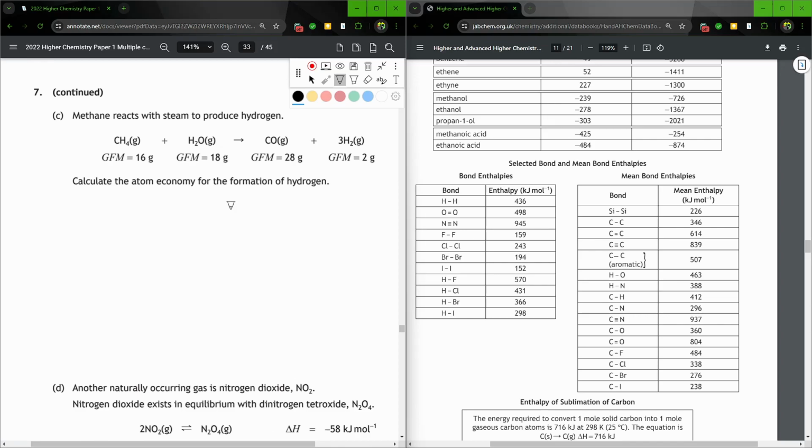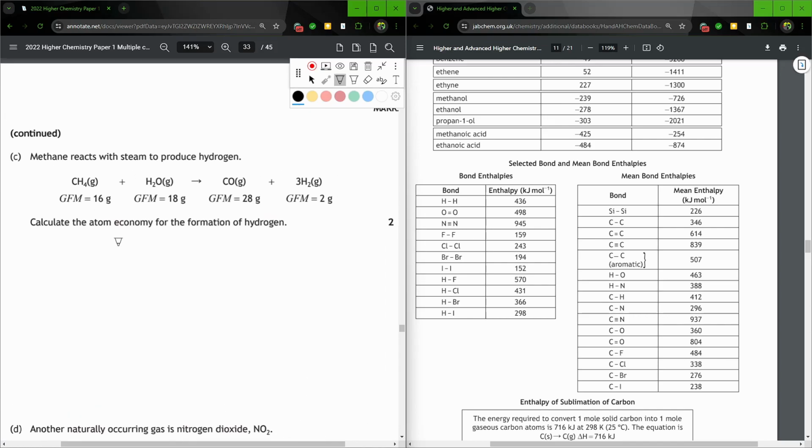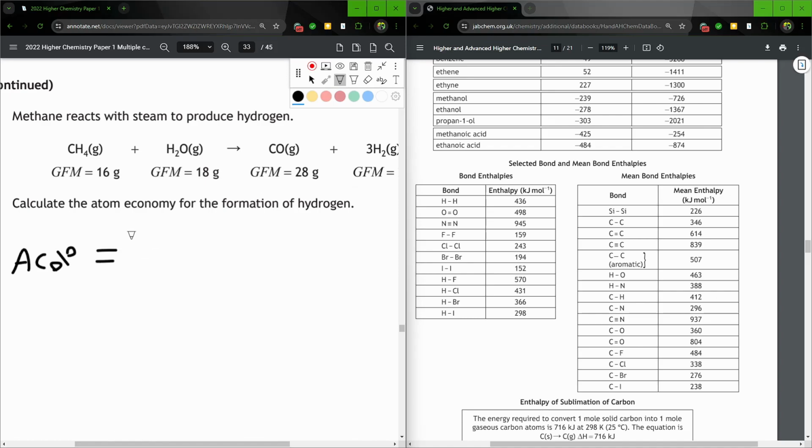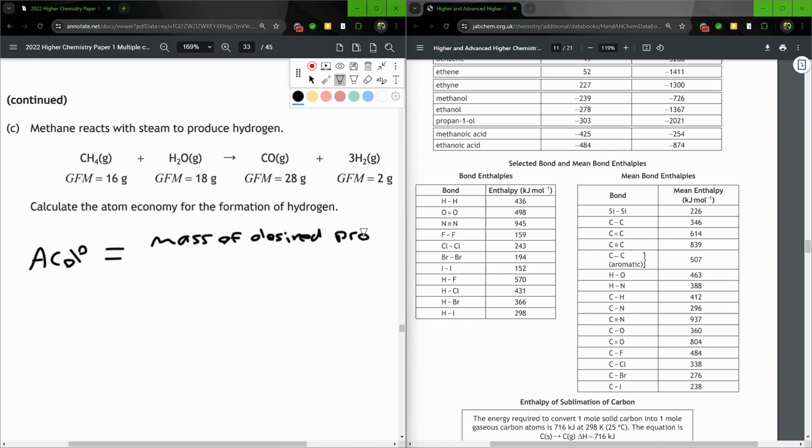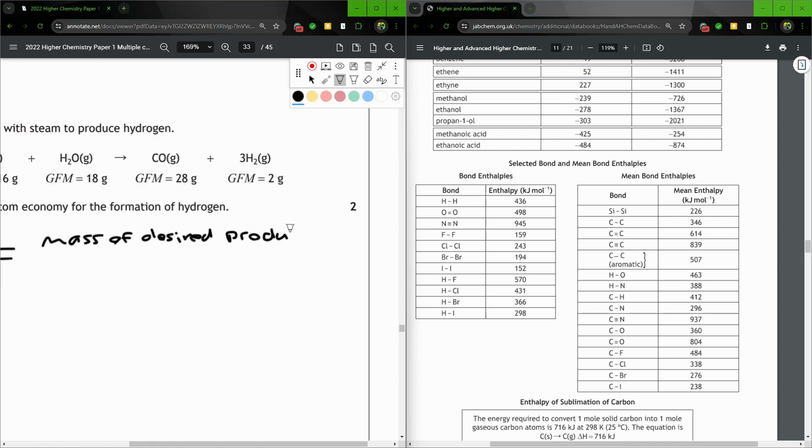Methane reacts with steam to produce hydrogen. Calculate the atom economy for the formation of hydrogen. Okay, so remember atom economy. I'll just write AC because I can't be bothered to write out the whole thing. It is the mass of desired products over the mass of reactants, and then of course times by 100.